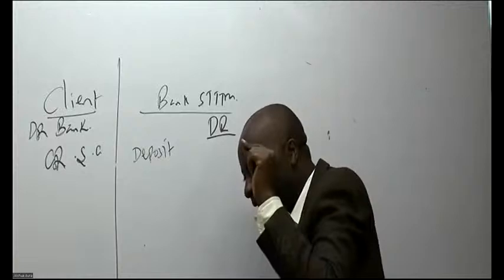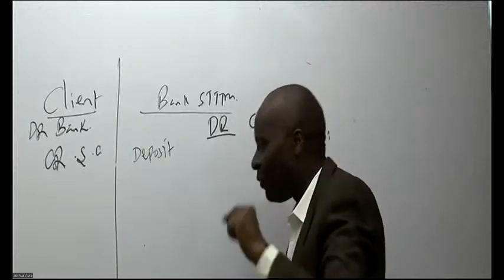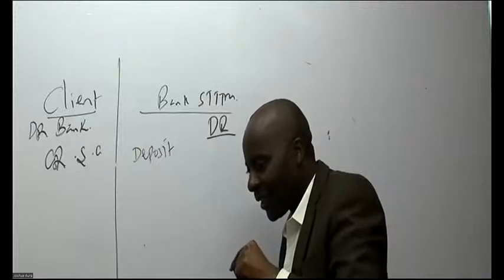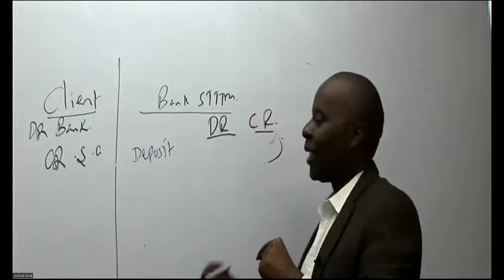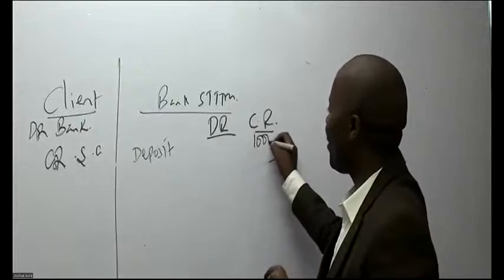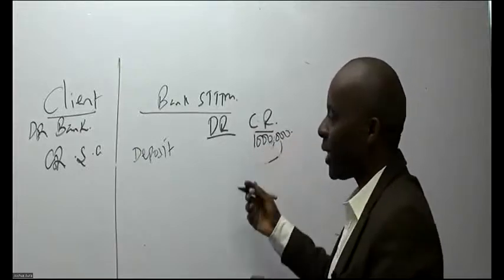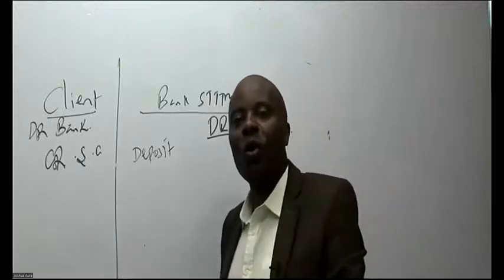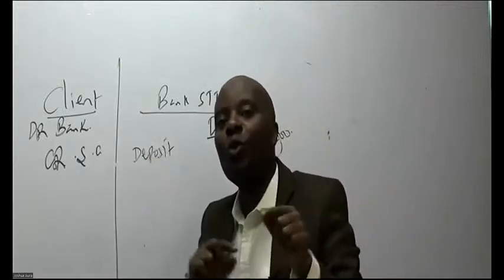The bank. Where will the bank place that 1 million that I've taken to them? On the debit or credit? Credit side, yes. So they'll say a deposit, for example, deposit by this and this. We have the dates, etc. When you make withdrawals, their liability to you reduces.